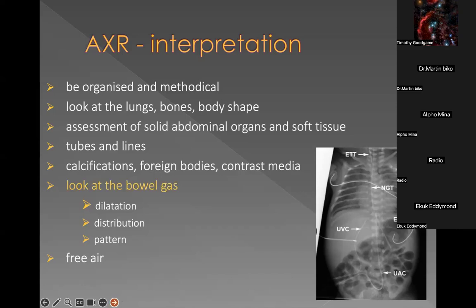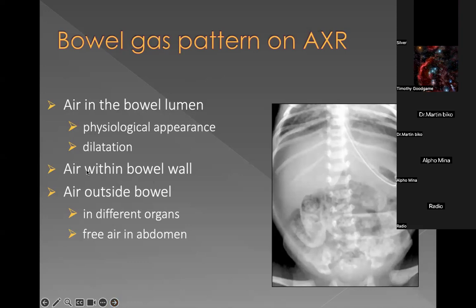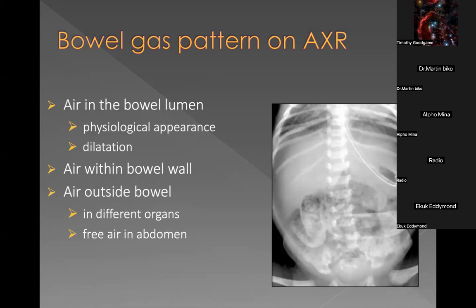And really, during this presentation, I would like to concentrate and look at how the air within the abdomen can be presented on the abdominal X-ray. So, bowel gas, how it can be positioned. We can see the air in the lumen of the bowel, and this will be physiological appearance or secondary to the dilatation of the bowel. We can see the air within the bowel wall, or we can see the air outside the bowel, and this could be in the different organs, or it could be free air in the abdomen.